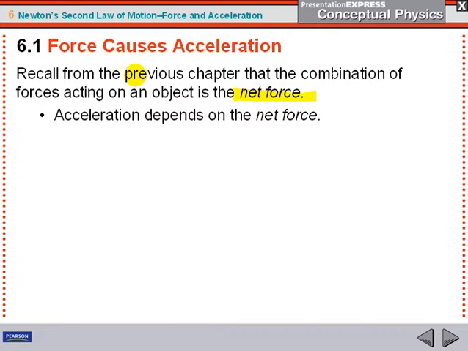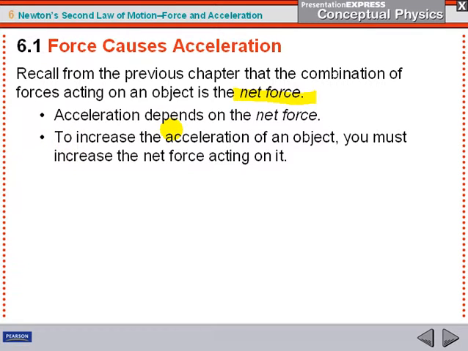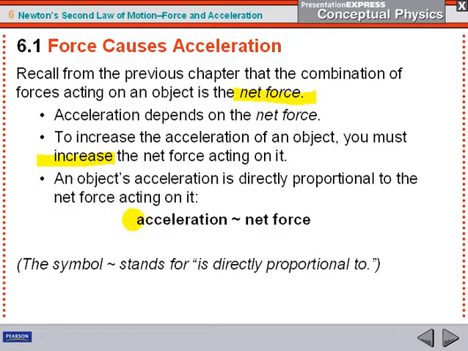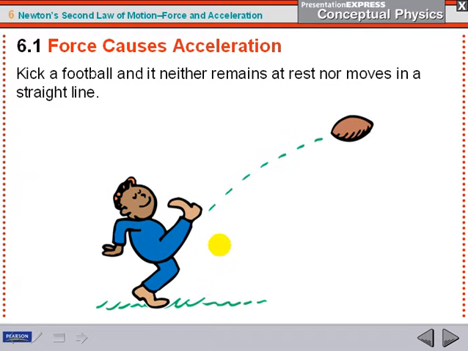The acceleration of an object depends on that net force. To increase the acceleration, you increase the amount of net force on it, meaning the more force, the more it's going to accelerate. It's directly proportional to the net force acting on it. So to start developing our equation, we know that acceleration is directly proportional to the net force.